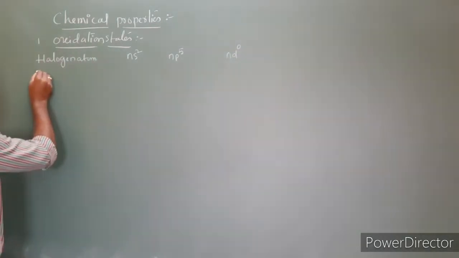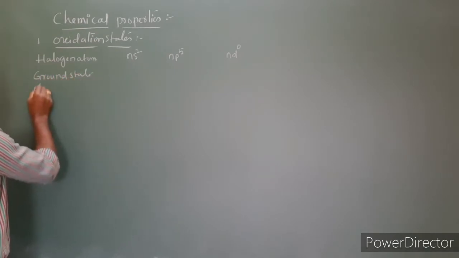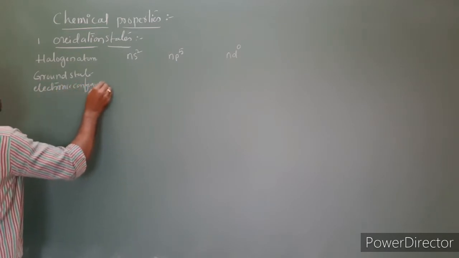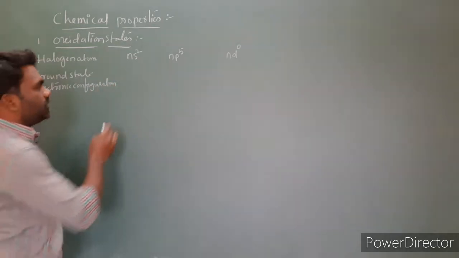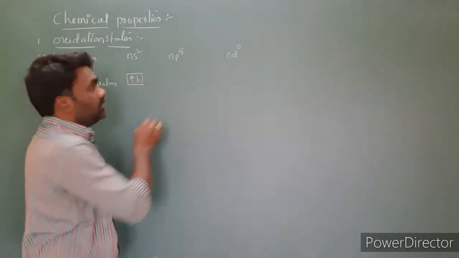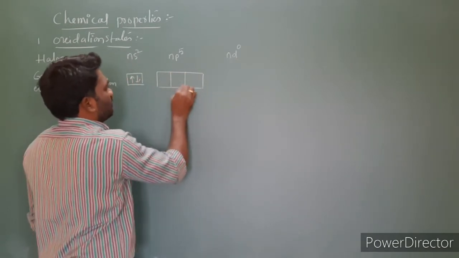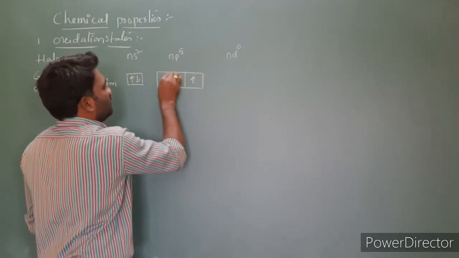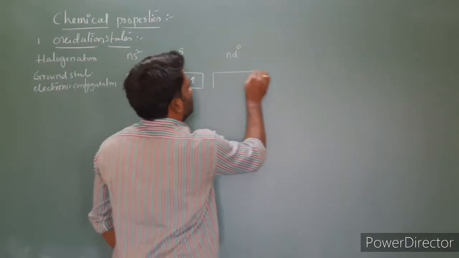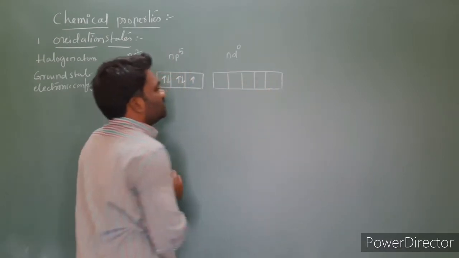Next, I am taking the ground state electronic configuration. In the ns orbital there are 2 electrons. In the np orbital there are 5 electrons: 1, 2, 3, 4, and this is the 5th. In the nd orbital there are no electrons, nd0.